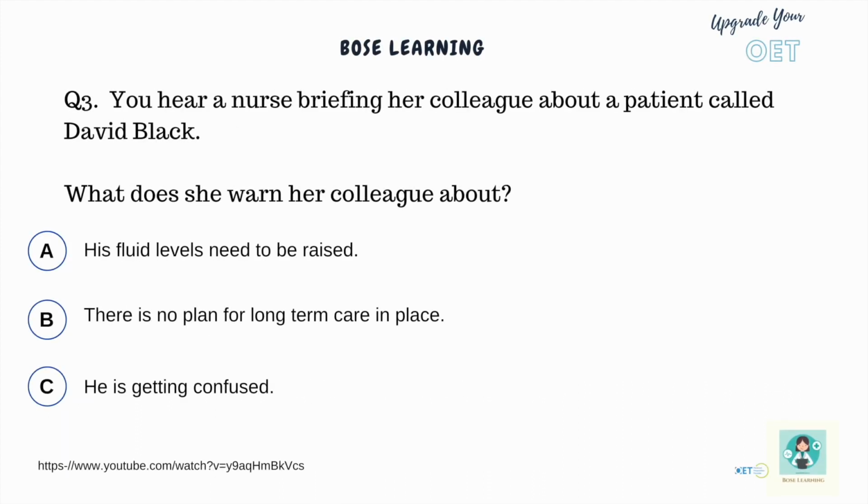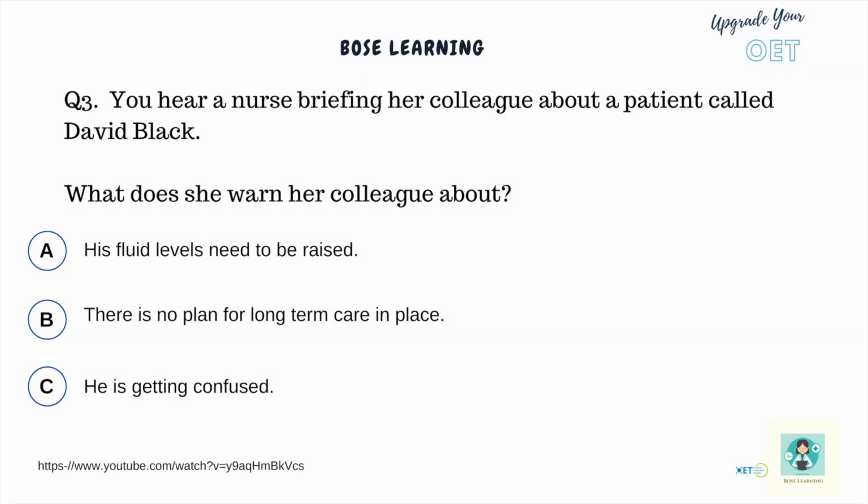Number 3 coming up for you. You hear a nurse briefing her colleague about a patient called David Black. In the real exam, they'll then say, you now have time to read the question and the options. I'll read the question for you. What does she warn her colleague about?